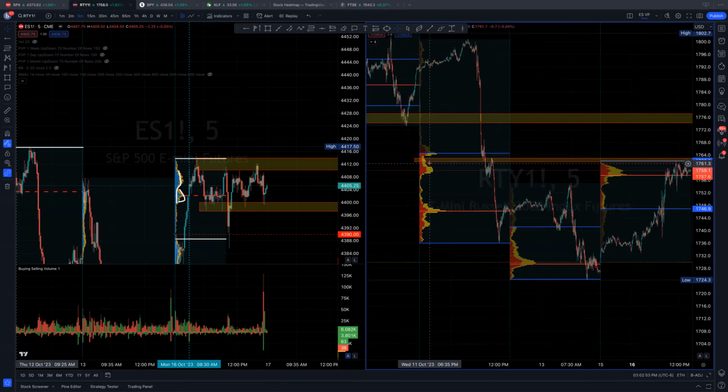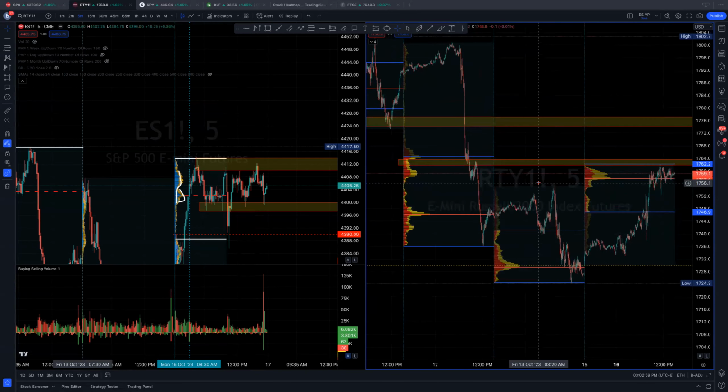You can see how we have a low volume node form right here. We could actually make it a little bit bigger, like right there. Low volume node, which is telling us price is being rejected. Then it moves down past it, moves back up, tests this low volume node, and then moves down.